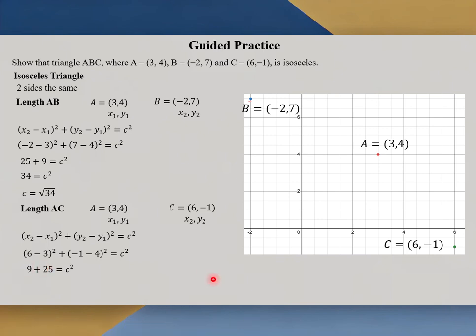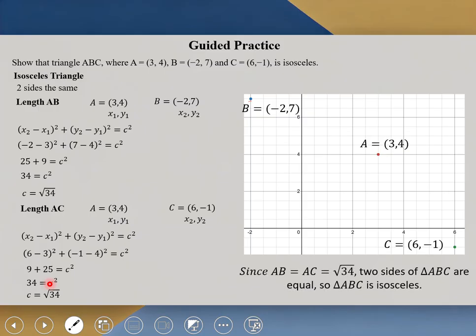We add those together, so 25 plus 9 equals 34, and we've got 34 is equal to c squared. If I square root, I'm going to end up with the square root of 34. So this shows me that both AB and AC are square root 34. Therefore, two sides of the triangle ABC are equal, so the triangle ABC is an isosceles.